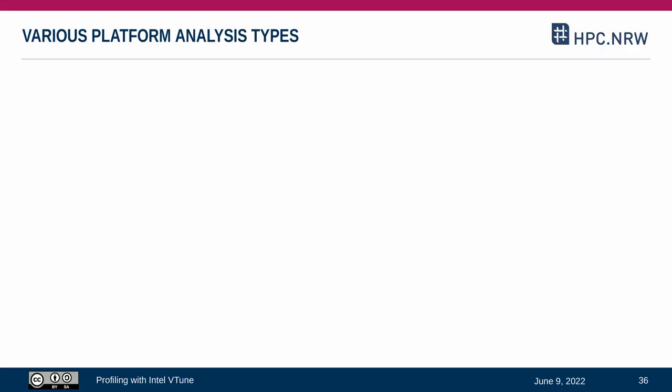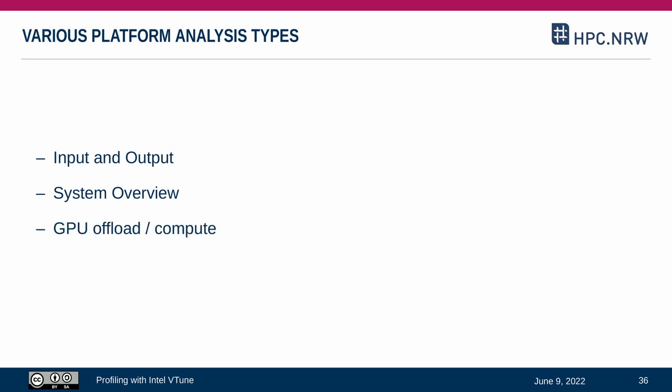We will not cover the remaining analysis types in detail. In any case, you should be aware that they exist. There are analysis types to measure I/O performance, and others provide an overview of the whole system. It is also possible to study code execution on accelerators like GPUs and FPGAs. Please consult the VTune documentation if you are interested to apply these analysis types in your project.